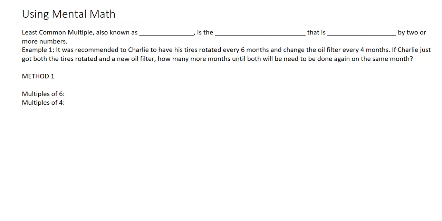Using mental math, least common multiple, which is also known as LCM, is the smallest multiple that is shared by two or more numbers. So let's look at the first example.